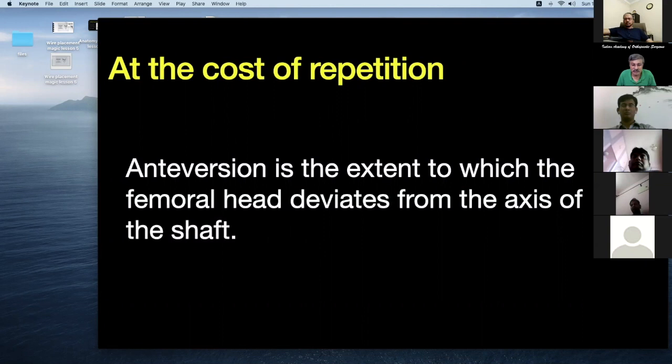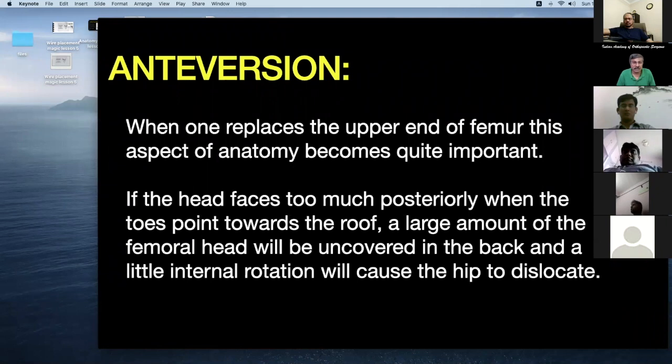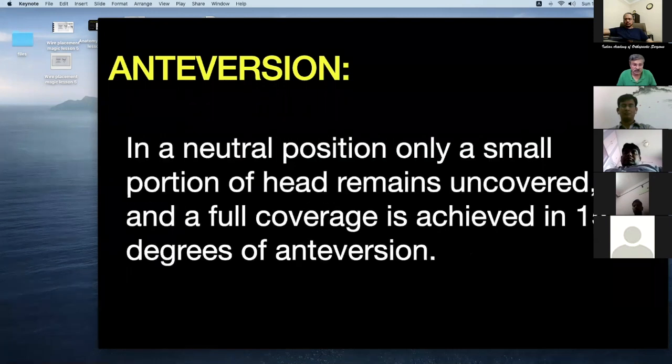90% of hip dislocations are primarily due to either femoral or acetabular version issues. Please remember this point very carefully. Anteversion: when one replaces the upper end of the femur, this aspect becomes very important. If the head faces too much posteriorly, when the toes point towards the roof, a large amount of femoral head will be uncovered in the back and a little internal rotation will cause the hip to dislocate.